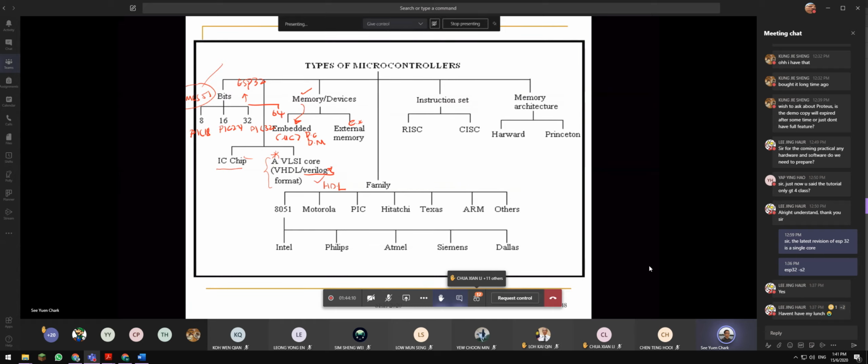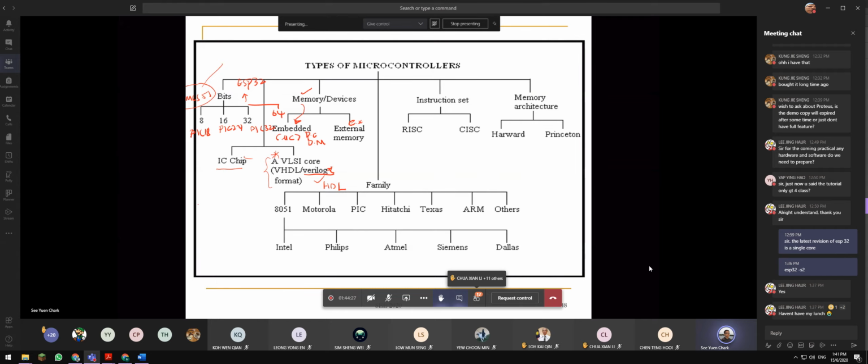It's very demanding outside, just to share with you. VLSI means very large scale integration. VLSI design, just to share with you. There are a lot of different types of things.